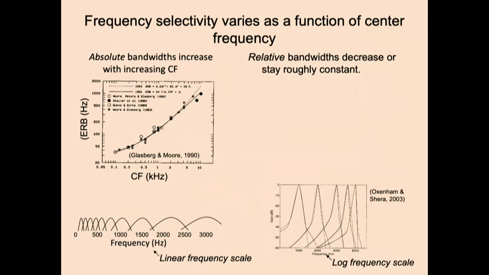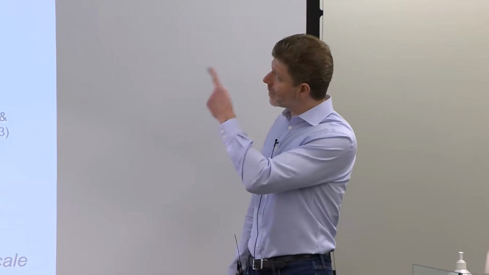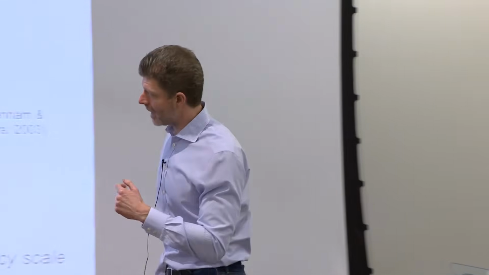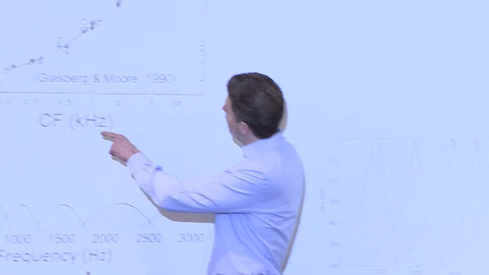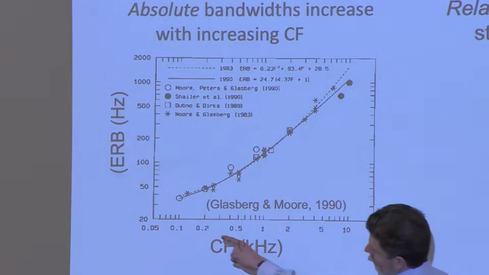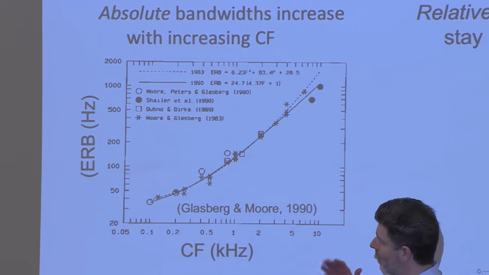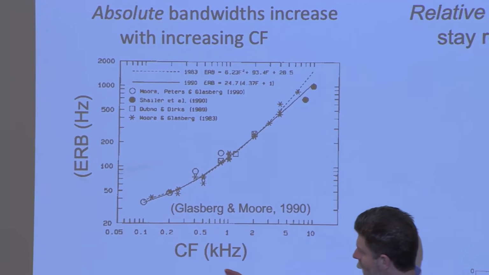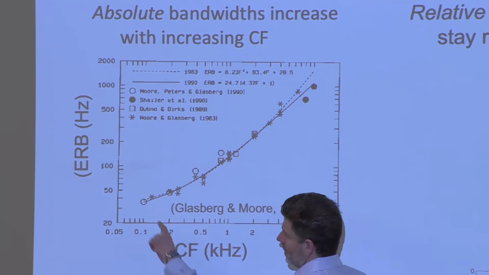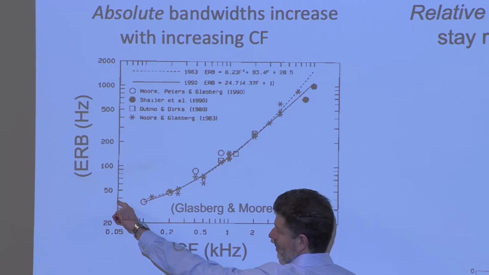This has now been used fairly extensively in people to characterize frequency selectivity. One of the main findings from these experiments is that frequency selectivity varies as a function of the center frequency. This graph plots absolute bandwidths, the equivalent rectangular bandwidth, which is one measure of how wide the filter is, measured in hertz, as a function of the characteristic frequency. Down here at 100 hertz, you can see that the bandwidth is maybe 35 hertz.